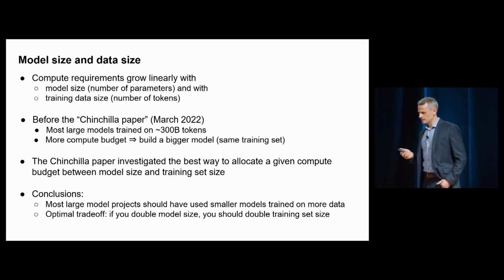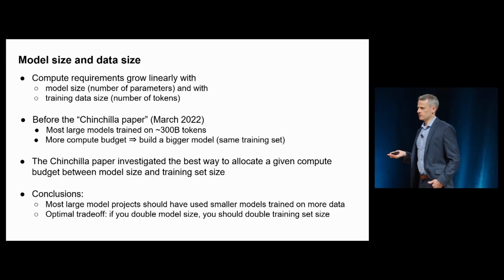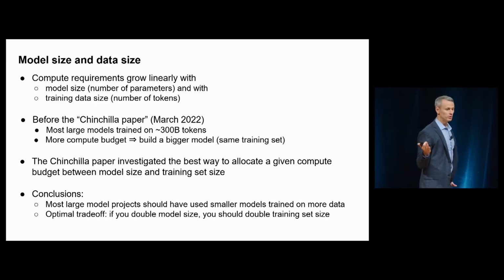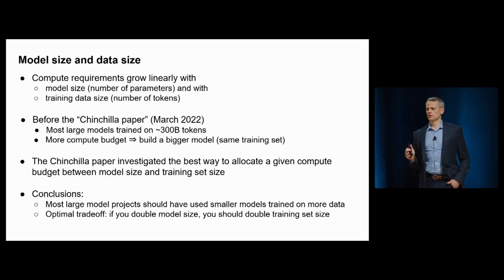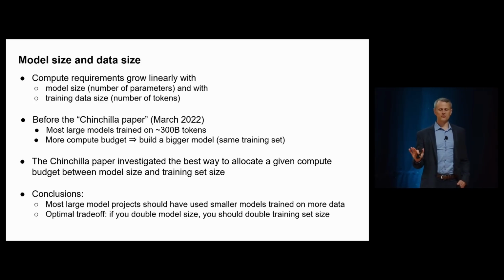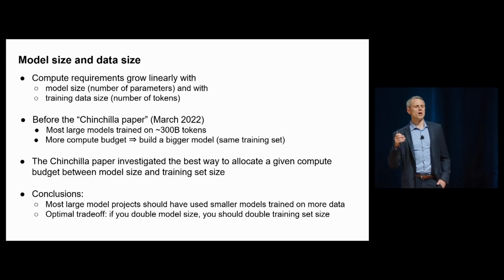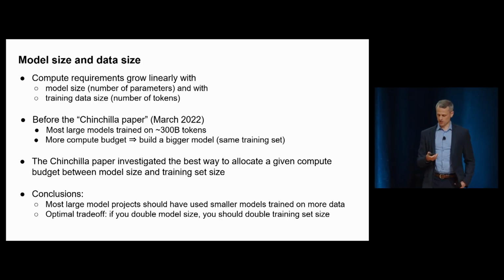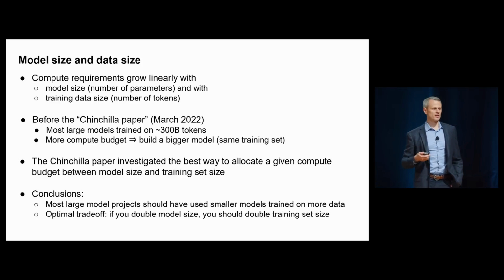Most of the large models trained up until that point were on data sets of roughly 300 billion tokens, give or take. And so when people had more resources to throw at the problem, they would build a bigger model, same data set. When this paper came out, it really suggested that people were thinking about it the wrong way, and that all those large models would have done better had they used the same budget on a smaller model with more training tokens.